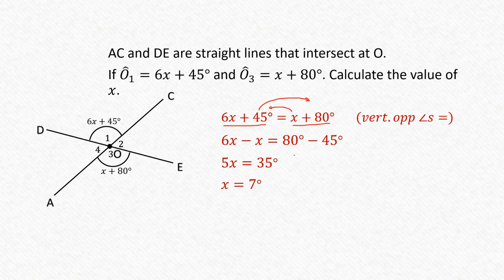Okay, sometimes they can even ask you to find the size of the angles. You see that? So after getting your x, you must put your 7 here. So this angle is what? Is 87. You see that? So this angle also must give us 87. Okay, what is 6 times 7? Is 42. 42 plus 45. Do you see that you're getting 87 again? Okay, right. That's what you do if you're asked to find the size of the angles after solving for x.